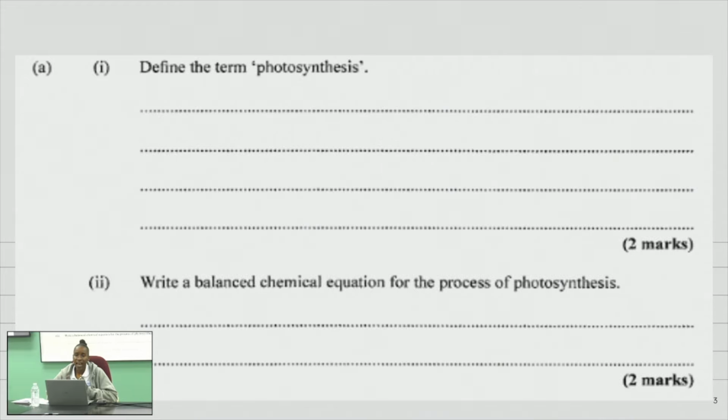Now, the next question asks us to write a balanced chemical equation for the process of photosynthesis. Before we get to the equation, we realize it's worth 2 marks, which means you will be writing out the equation and you will also be balancing the equation. So at this time, we will now bring up our chemical equation for photosynthesis.